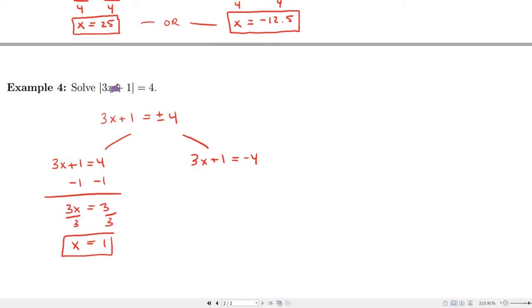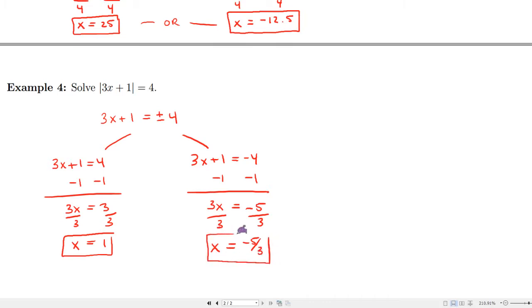You can check that real quick. 3 plus 1 is 4. Absolute value of 4 is 4. So over here, subtract 1, we'll get 3x is equal to minus 5, and then divide by 3. So x is minus 5 over 3. Right, so those are our two solutions. And you could check that real quick. You'd have minus 5 plus 1, which would be minus 4. Absolute value of that is 4.